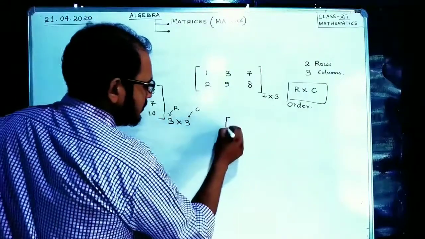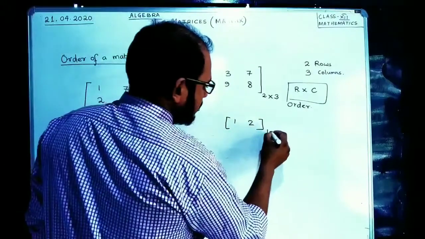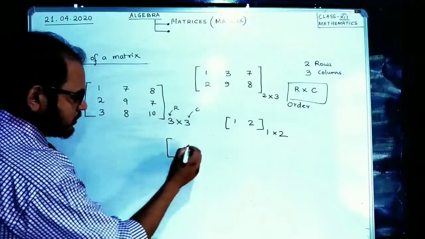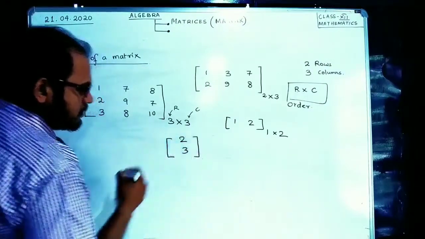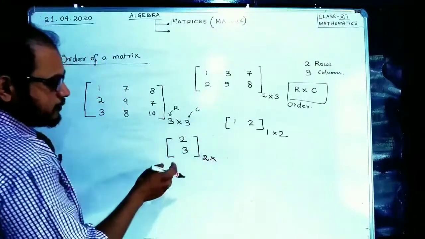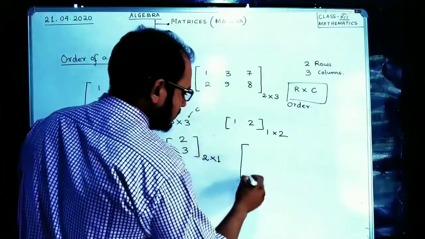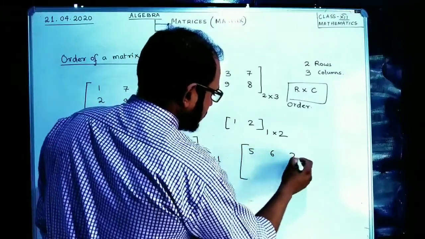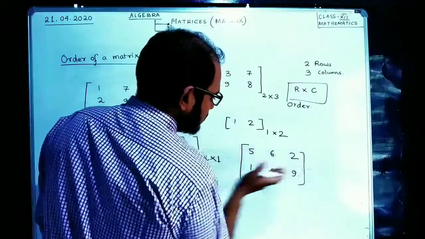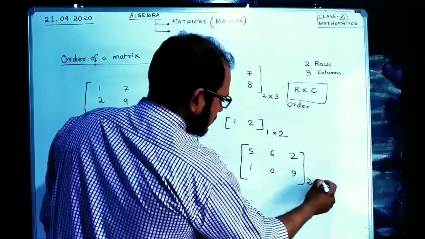Another example, 1 2. What is the order of this matrix? This is 1 row and 2 columns. Very good. What is the order of this matrix? First row, second row, 2 rows by how many columns? Only 1 column exists, so its order is 2 by 1. Another example, 5 6 2 1 0 9. How many rows? First row, second row, 2. How many columns? First column, second column, third column, 2 by 3.